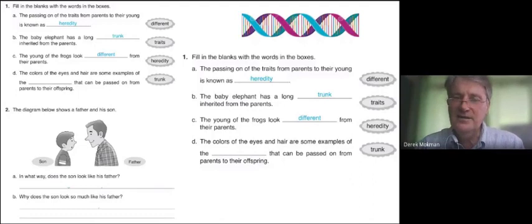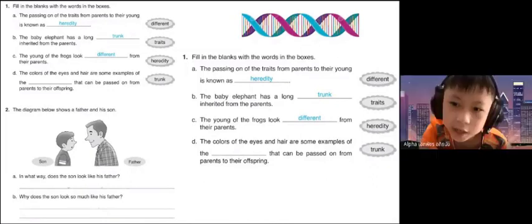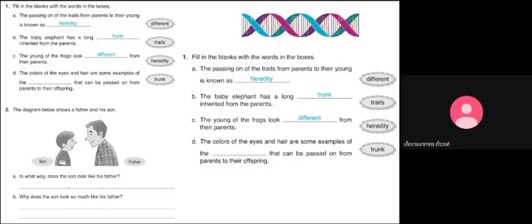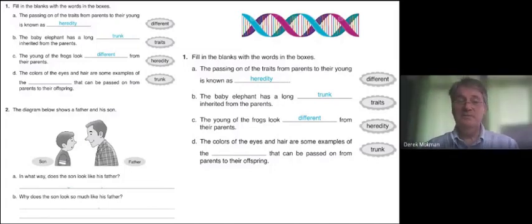And finally, the color of the eyes and hair, that means your eyes, your hair, my eyes, my hair, are some examples of what that can be passed on from parents to their offspring. Everybody say the answer together, please. Ready? Traits. Well done. Much better participation. Thank you very much. The answer, of course, is yes, traits. If you have all those correct, please give yourself a nice red tick.